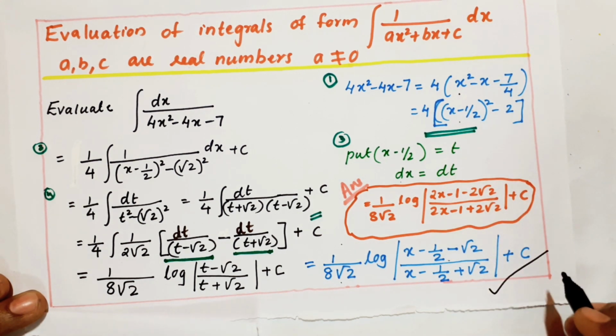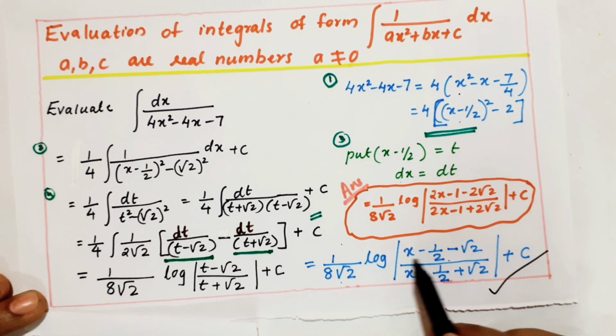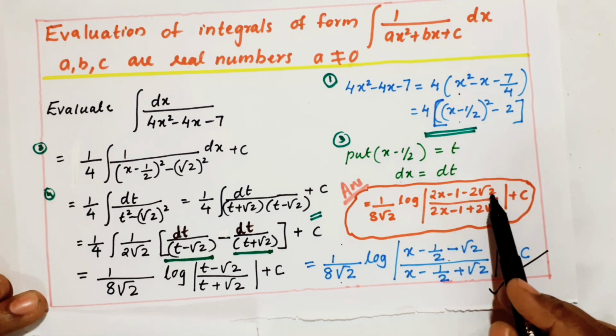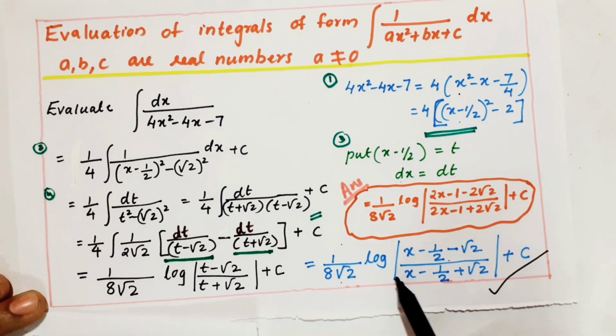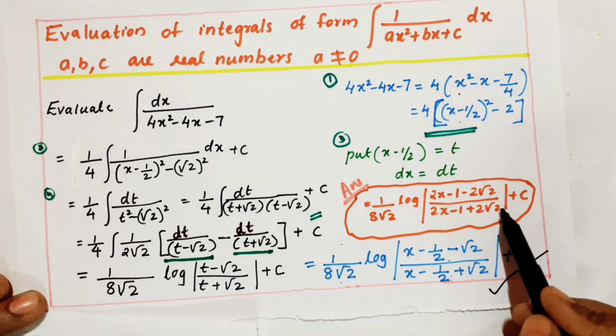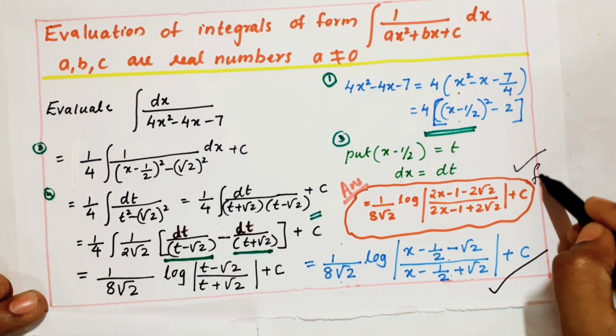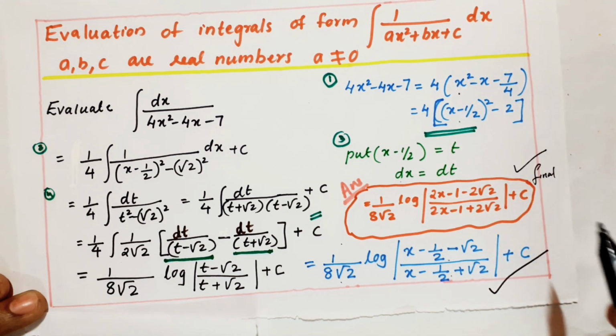But you can even take the LCM. This LCM is 2. So it will be 2x minus 1 minus 2 root 2 by, in the denominator also, 2x minus 1 plus 2 root 2. The 2 gets cancelled, and this is the final answer. This is the final answer.